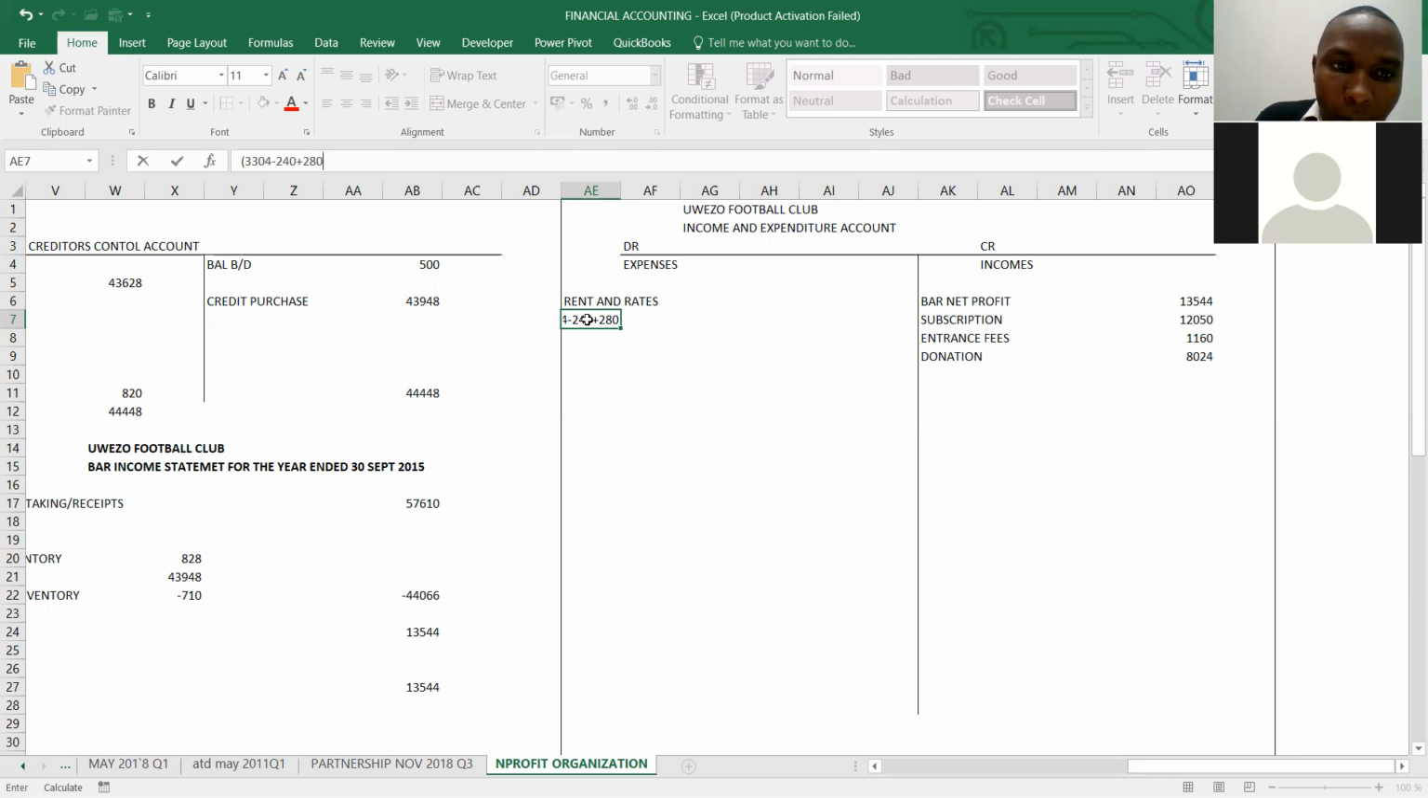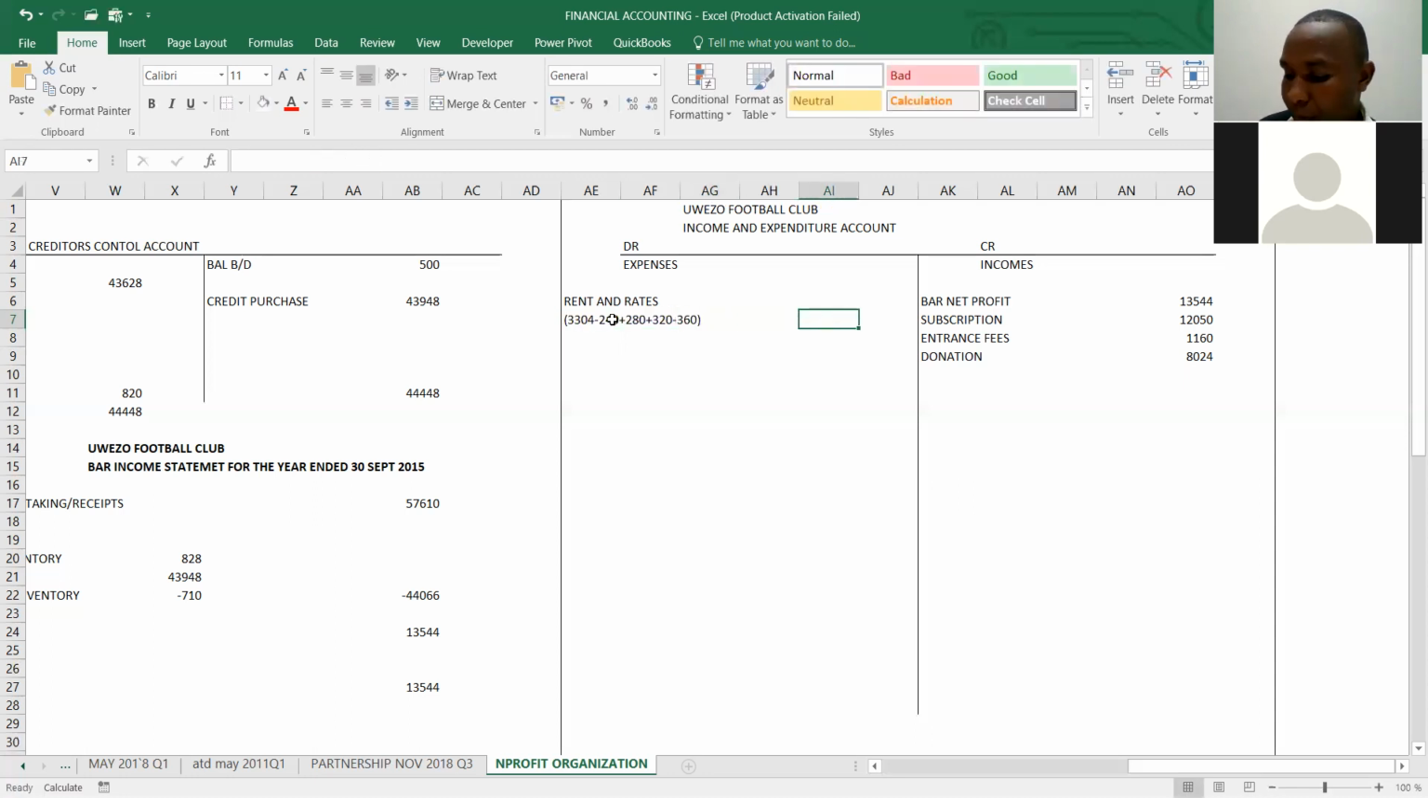And then we add the prepaid rent for the last year, 320. And then we less the prepaid for the current period, which is 2015, 360. It's coming to 3304 minus 240 plus 280 plus 320 minus 360. It's coming to 3304, the same value. There's no change. Are you getting that one? Yes. Then that is the first expense.